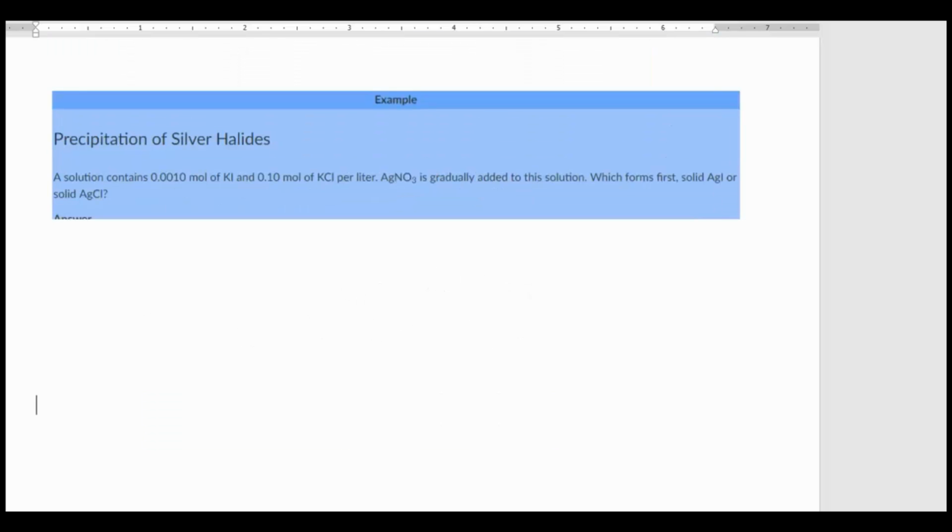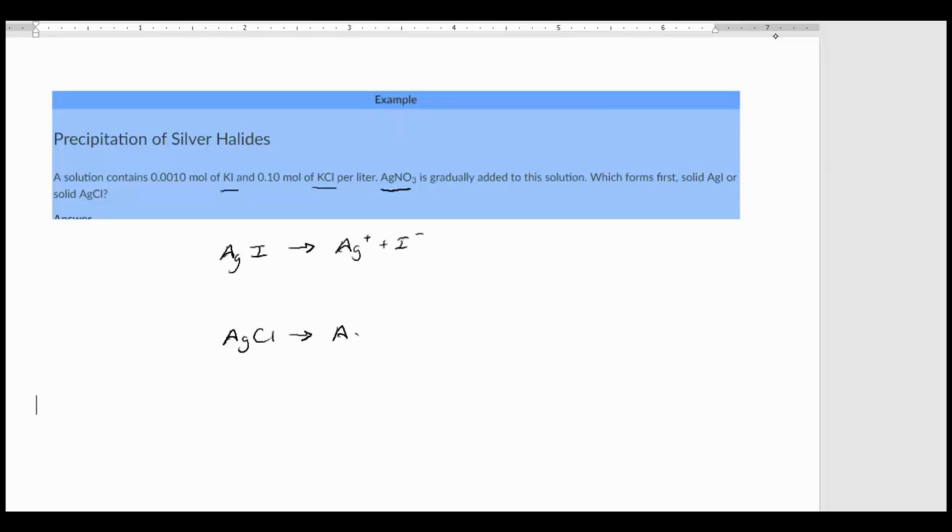We can have a mixture of compounds and then see which compound is going to precipitate out first. So here we're told we have a silver nitrate gradually added into a solution that contains both potassium iodide and potassium chloride. So you'll need to be able to pick out what might be those insoluble compounds. So we're going to be looking at silver iodide and silver chloride. Now each of these breaks up in a 1-to-1 stoichiometric ratio. So that makes everything a little bit easier.